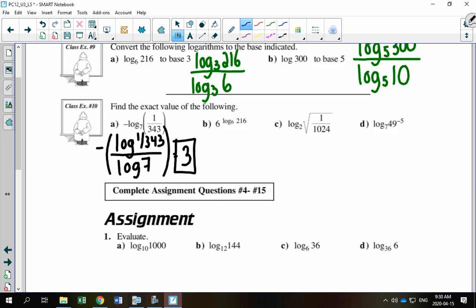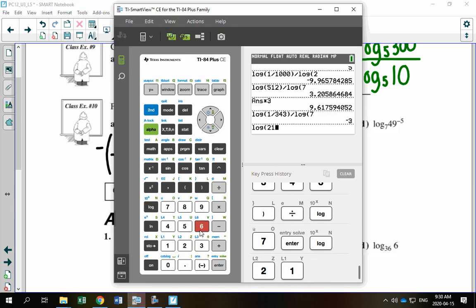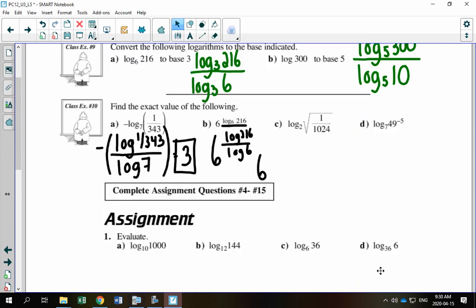Okay, this one here, you can use change of base again for our little exponent. So this becomes log base 6 of 216 divided by log 6, right? And then if you evaluate that, so log 216 divided by log 6, which is 3. So it's 6 to the power of 3, which is 216. And again, it's that little shortcut again, right?